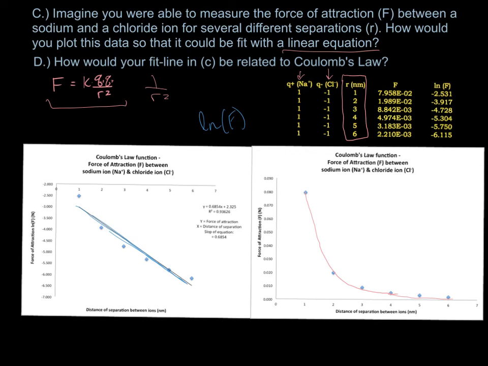So, how would your fit line be related to Coulomb's law? Well, if we're able to linearize this data, we know that the slope right here has to be a constant because it's linear. So the only things that are not changing in this whole experiment are Coulomb's constant, because it's a constant, it's not going anywhere, and then our Q terms. These are the only things that remain constant in this equation because the actual variable that we are changing is the distance between the two atoms.